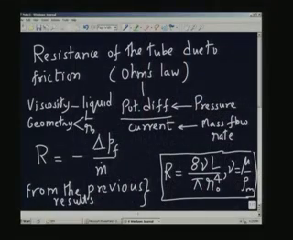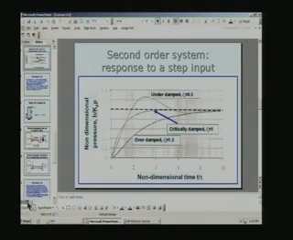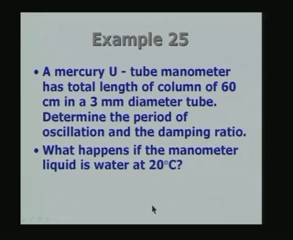So, what I will do is to take an example and see what happens. We will take the example of a U tube manometer and see how to look at the transient behavior. So, this is example 25. Your mercury U tube manometer has a total length of 60 centimeters as the column length. If 60 centimeters is the total, roughly 60 centimeters of the tube, the liquid height gives you the idea of the maximum pressure we can measure. It will be probably a little less than this. And it has a 3 millimeter diameter tube. We want to determine the period of oscillation and the damping ratio.